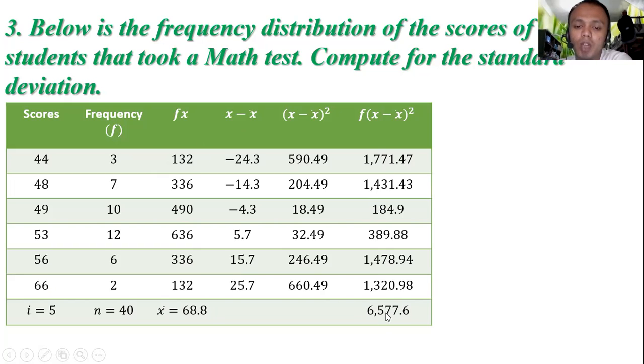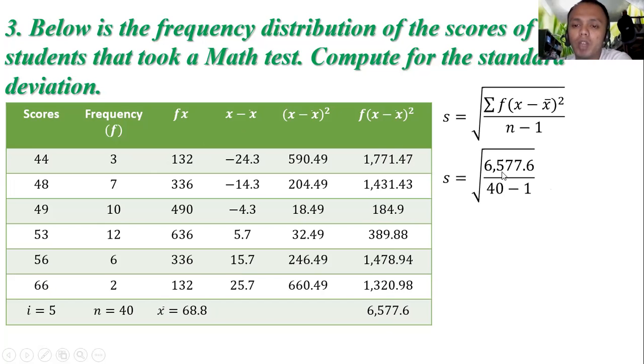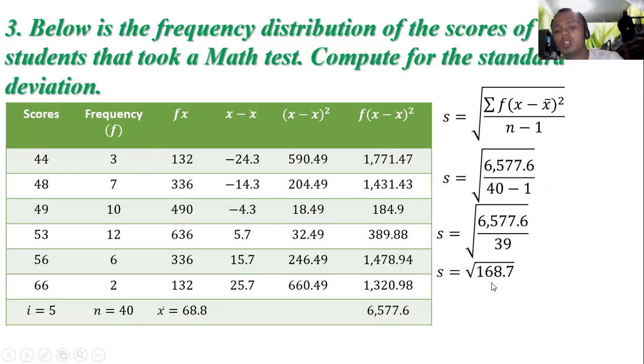We have 6,577.6. We substitute it to this formula. You have 6,577.6 all over your n, which is 40, minus 1 is 39. Then we divide, 6,577.6 divided by 39 would be equal to 168.7. Then get the square root, and that is equal to 12.99 for your standard deviation.